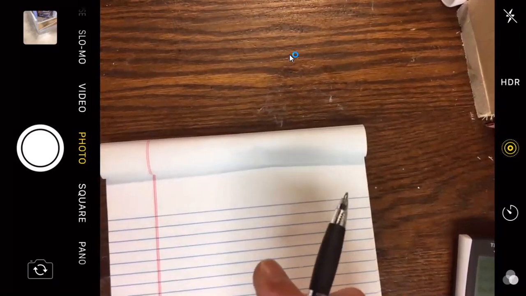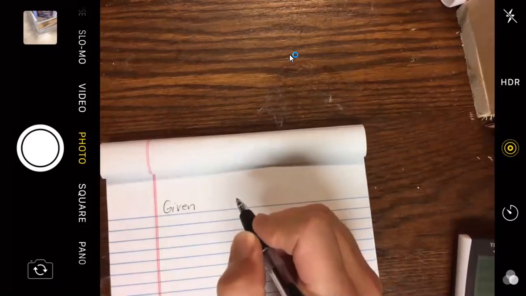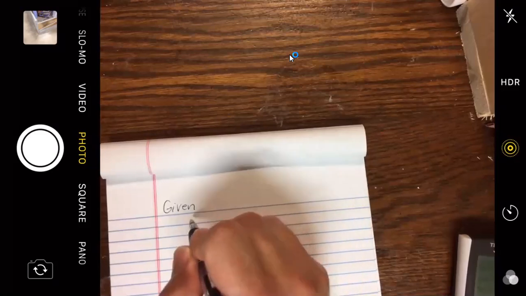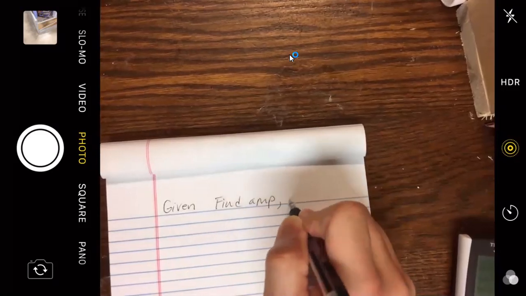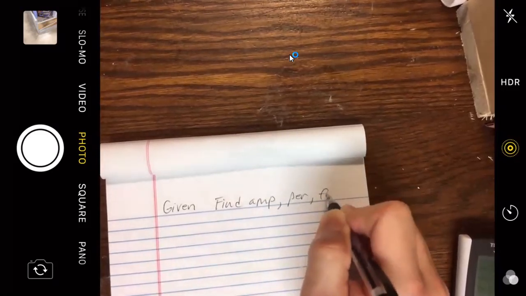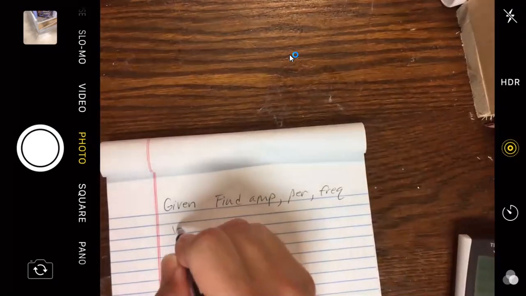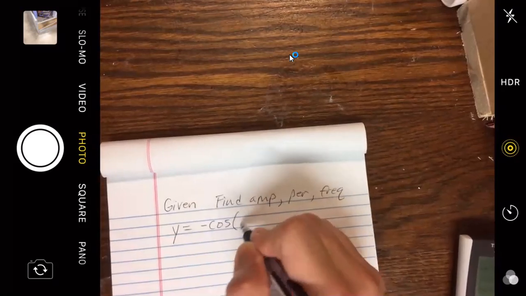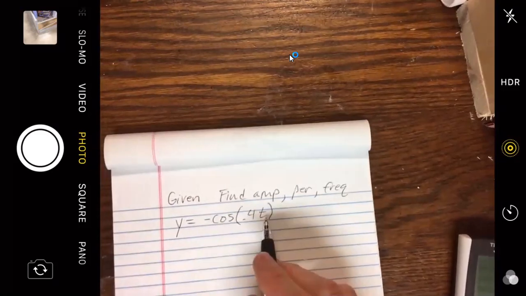This one says, given the function models the displacement of an object moving in simple harmonic motion. Right. And it says find amplitude, period, and frequency. Amplitude, period, frequency, and what was the function? Y equals negative cosine of 0.4 t. Okay, so it looks like this.